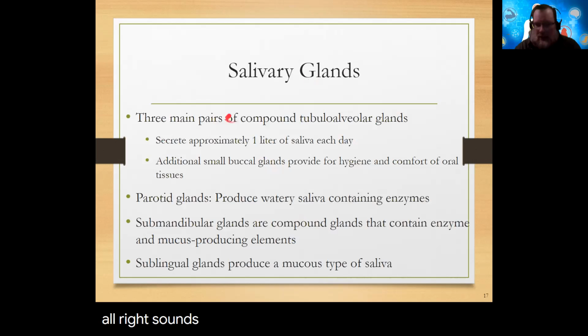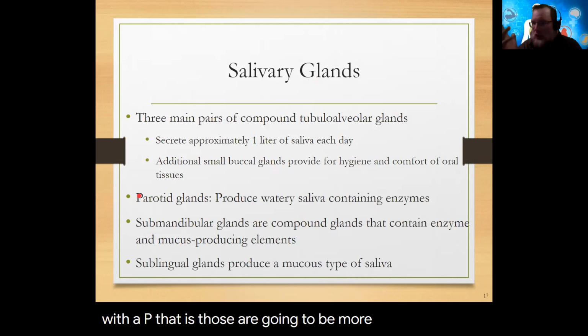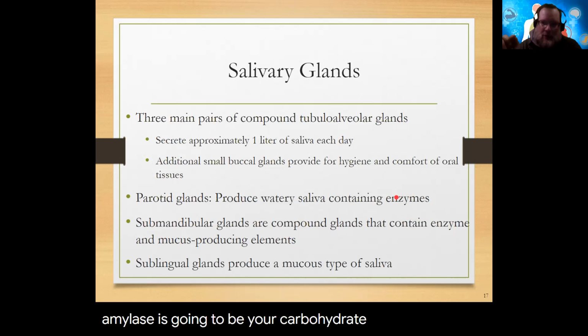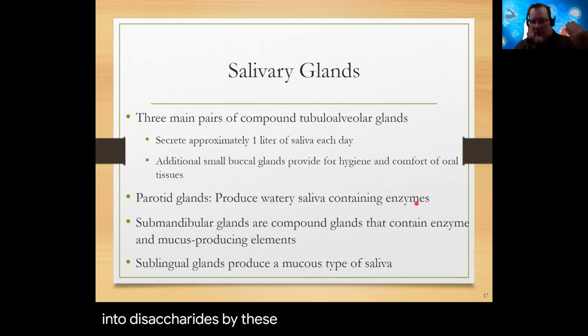All right, salivary glands, let's look at those. You've got three of them. The parotid gland, not carotid with a C, but parotid with a P. Those are going to be more up around the TMJ area, so we'll take a peek at those. Those produce a watery saliva that contains a little bit of amylase enzymes. Amylase is going to be your carbohydrate enzyme. So starches, which are your long chain big carbohydrates, complex carbs, get broken down into disaccharides by these enzymes in the mouth. So carbohydrate digestion does begin in the mouth.